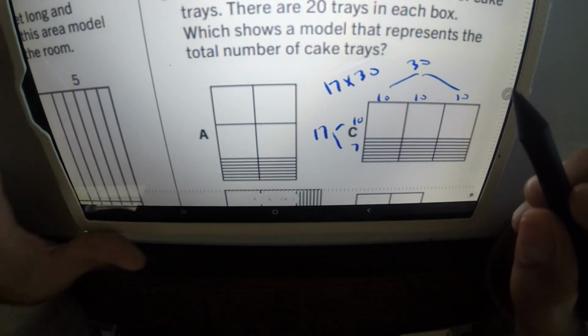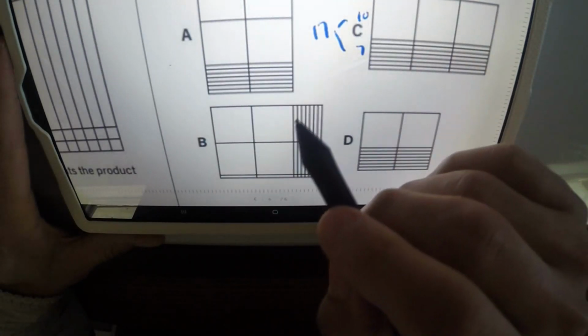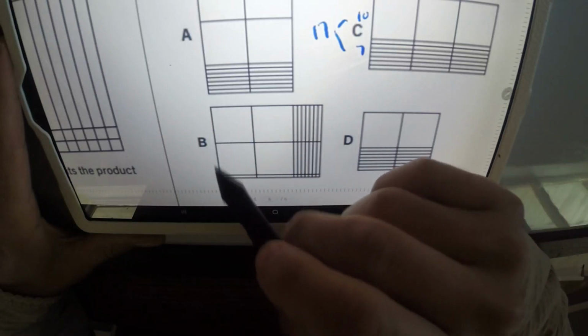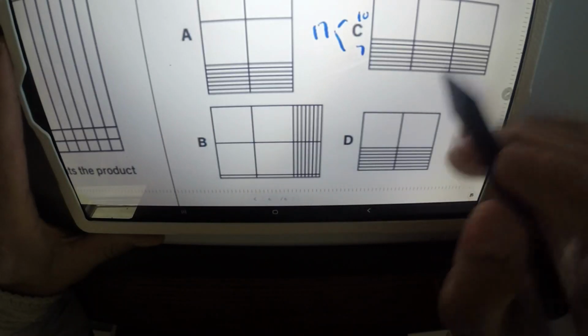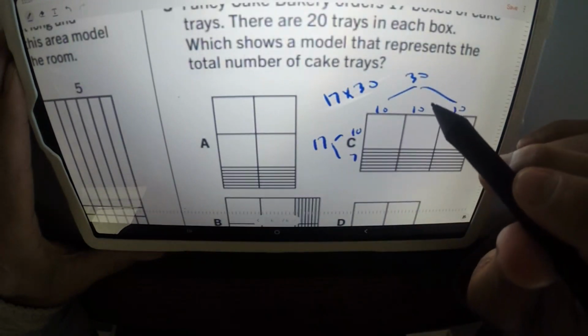So again, use that logic to figure out which one of these is the correct one. You just count the base blocks on one side and then on the other. And that'll give you the answer. Again, you're looking for 17 times 20. Okay? Not very complicated.